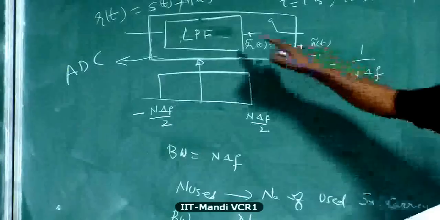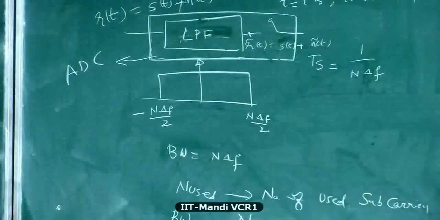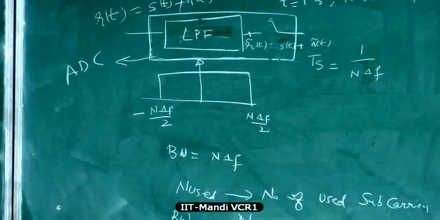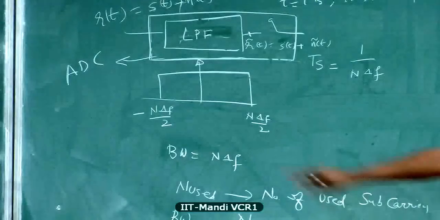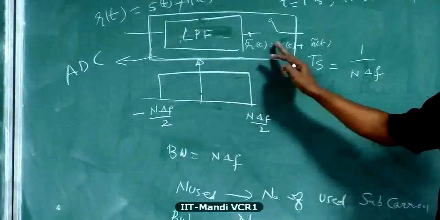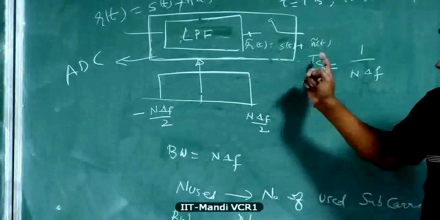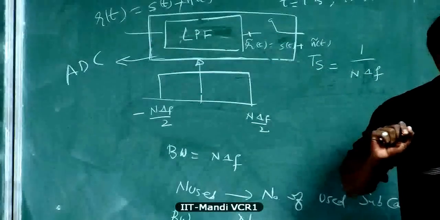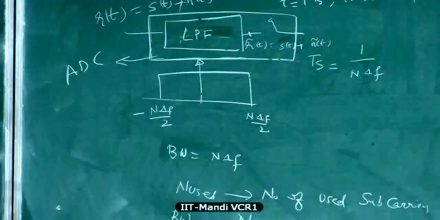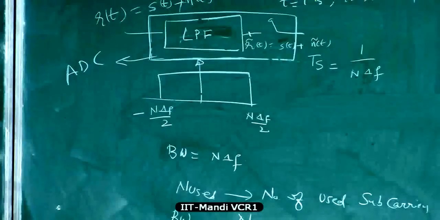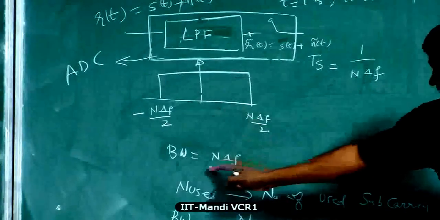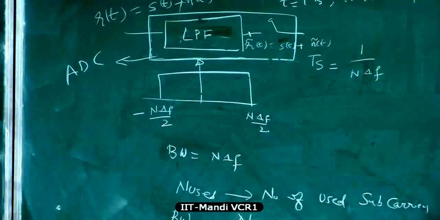However, n of t, which is the additive white Gaussian noise, which has flat spectra everywhere, goes through this filter, and the filtered noise is not exactly the same as the noise at the input to the filter. Why is that? The filter is band limited. The filter is going to band limit the noise to a band of width n times delta f.